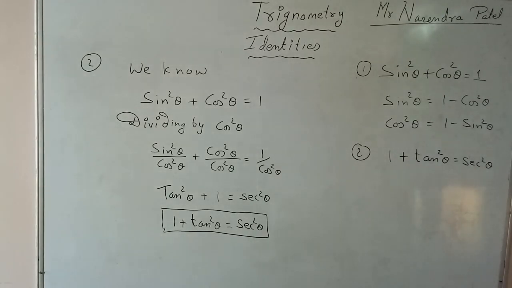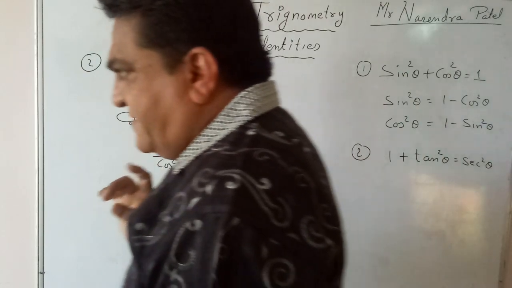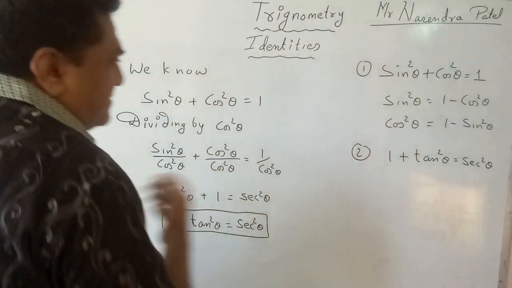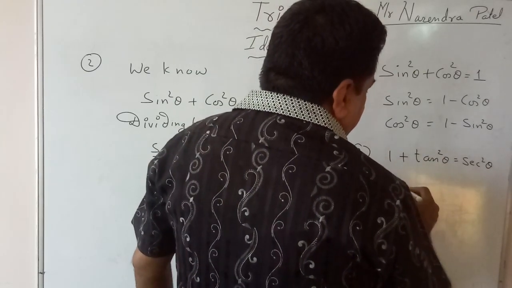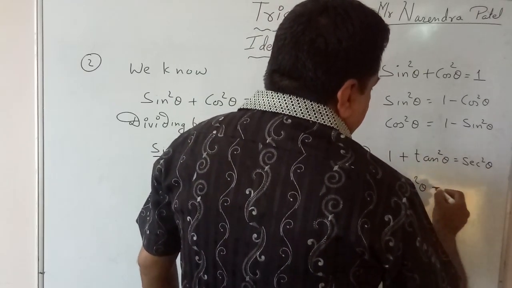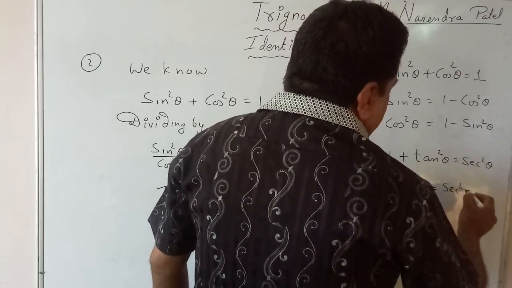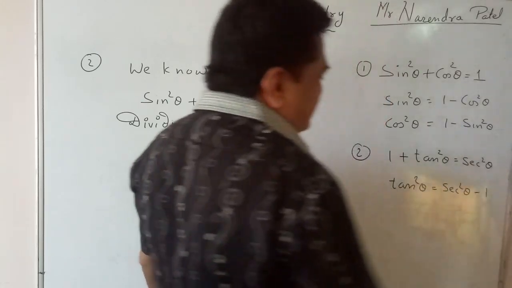Now from this identity you can derive two more identities. Take this 1 to that side, that is tan square theta is equal to sec square theta minus 1.